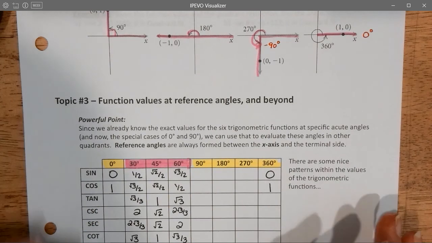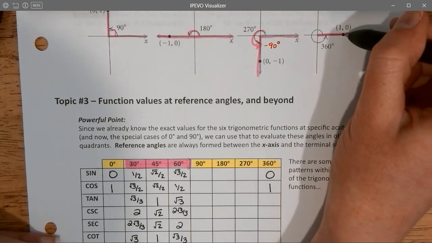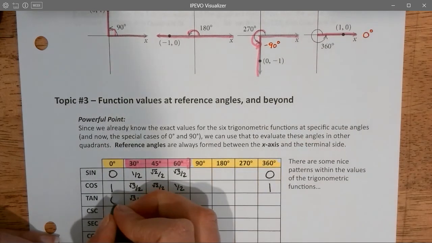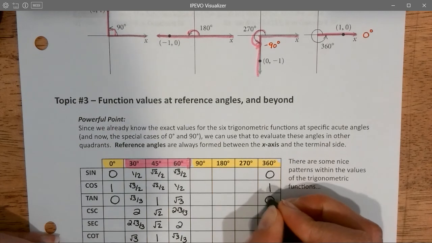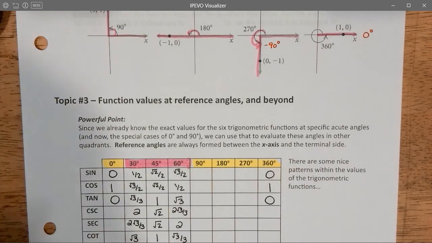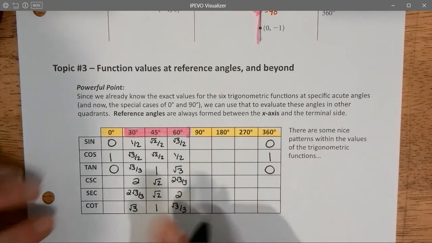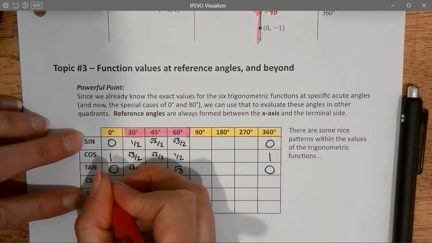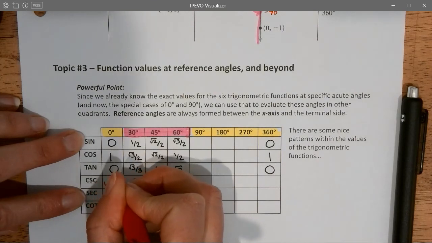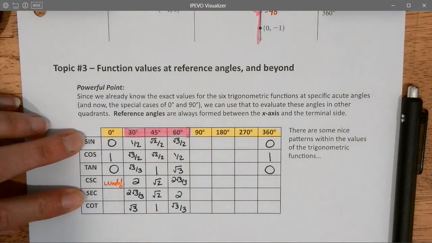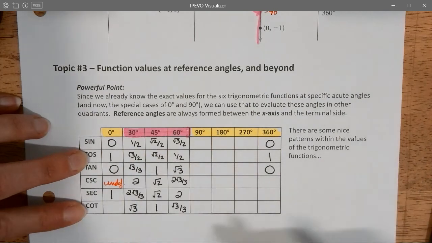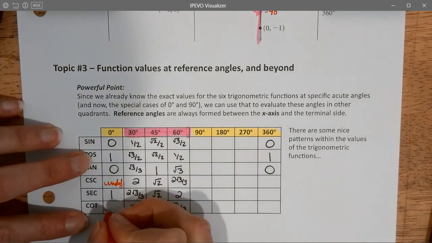Okay, tangent. Tangent is the opposite, which is 0, divided by the adjacent, which is 1. So that's, again, 0. I'm filling in both of them at the same time because 0 and 360 are coterminal. Cosecant. This would be the reciprocal of sine. Since sine is 0, 1 divided by 0 is undefined. So it's undefined. It does not have a value. Secant. Reciprocal of 1. 1 divided by 1 is 1. Cotangent. 1 divided by 0 again is undefined.